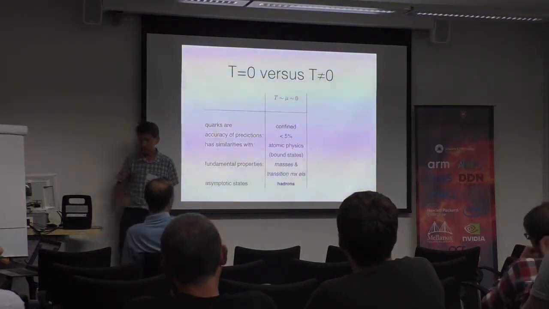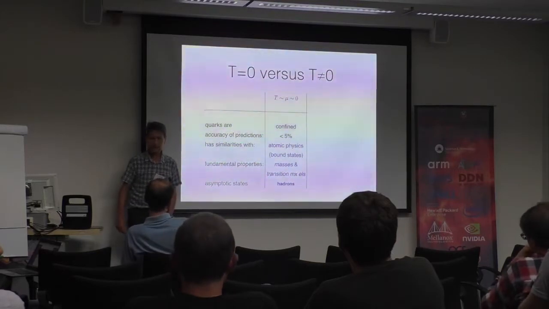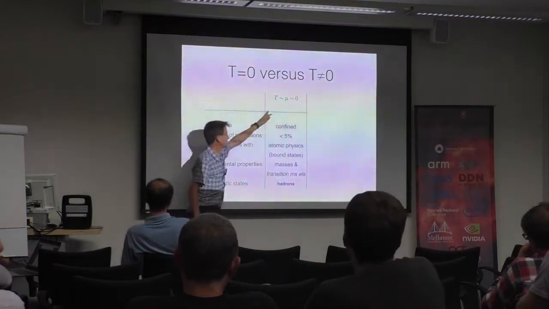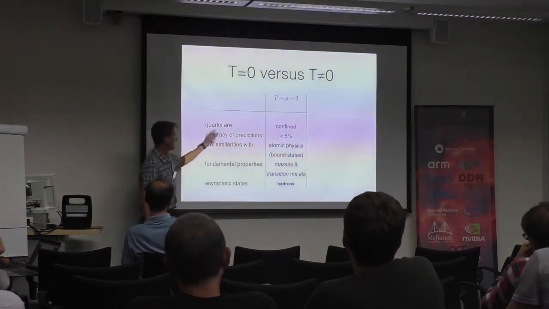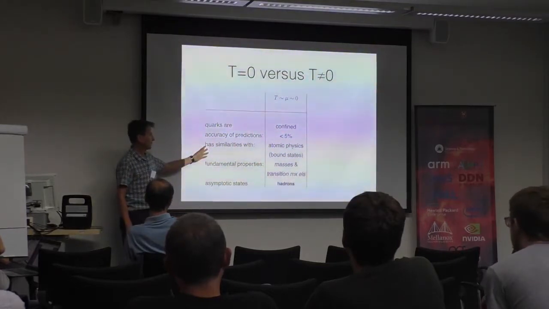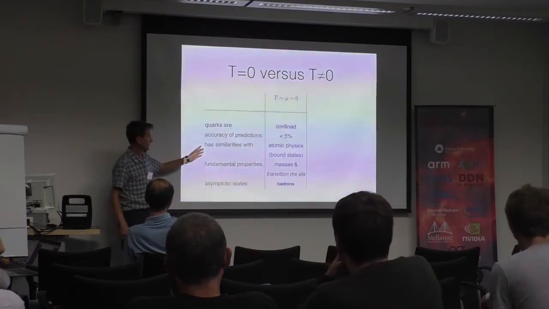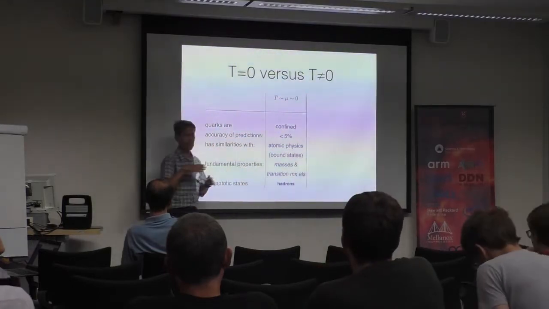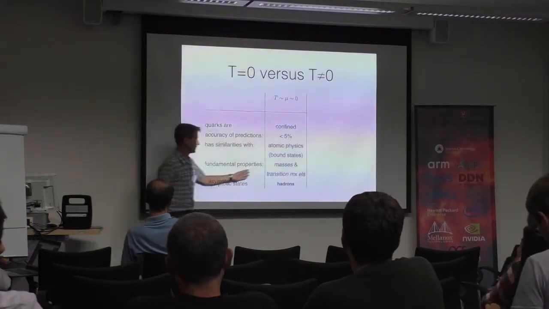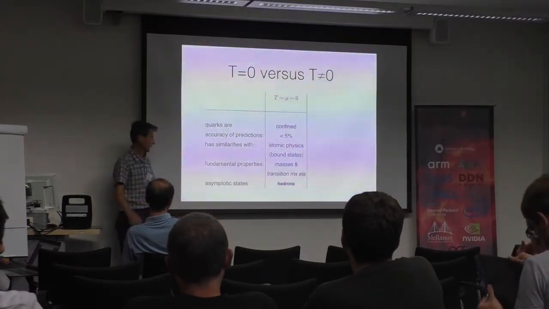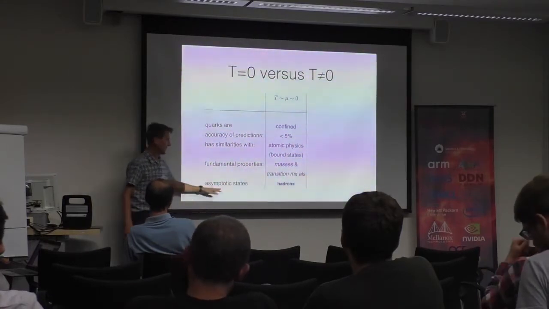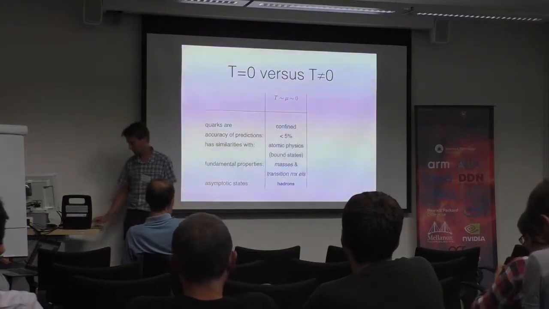Because quarks are deconfined above a certain temperature, we have to think differently. So at low temperature, and low chemical potential, quarks confine, you can do things fairly accurately. All the states are discrete, so it has similarities with atomic physics. We get electronic states which are discrete, and it's a discrete spectrum. The fundamental properties, things like masses and how different states transition into or decay into other states. And the asymptotic states are certainly hadrons.